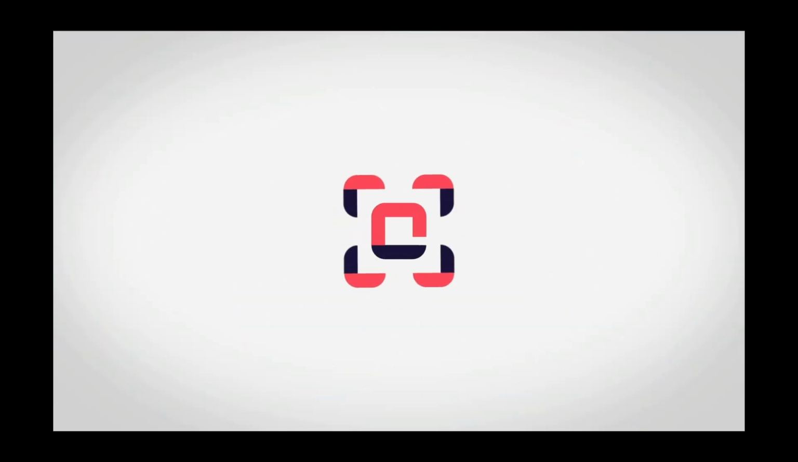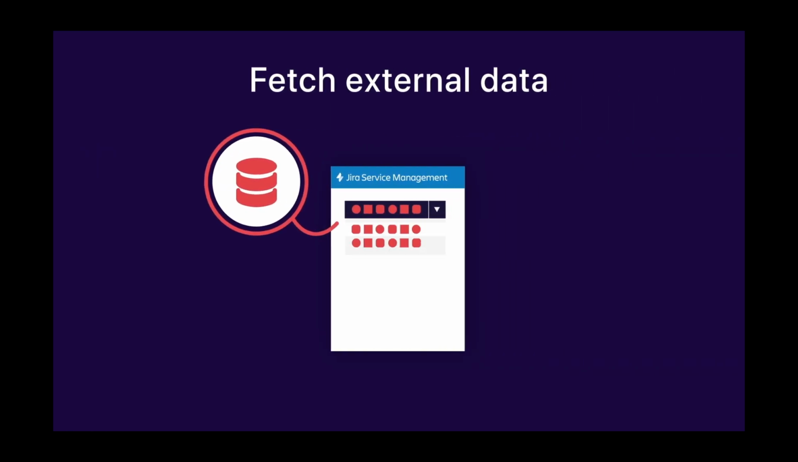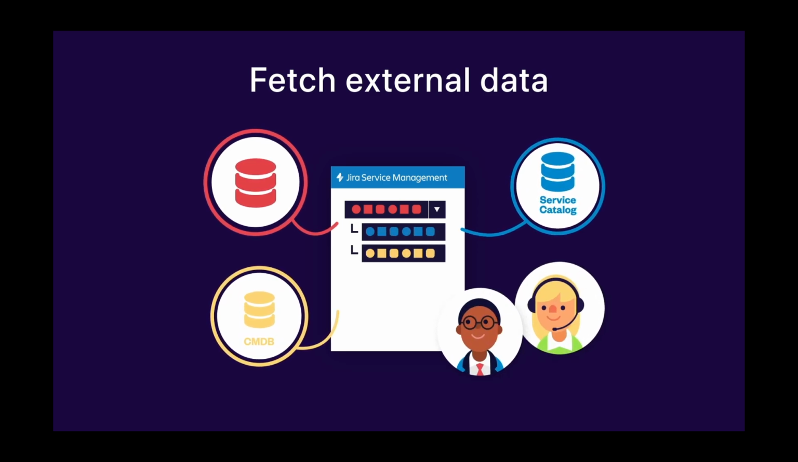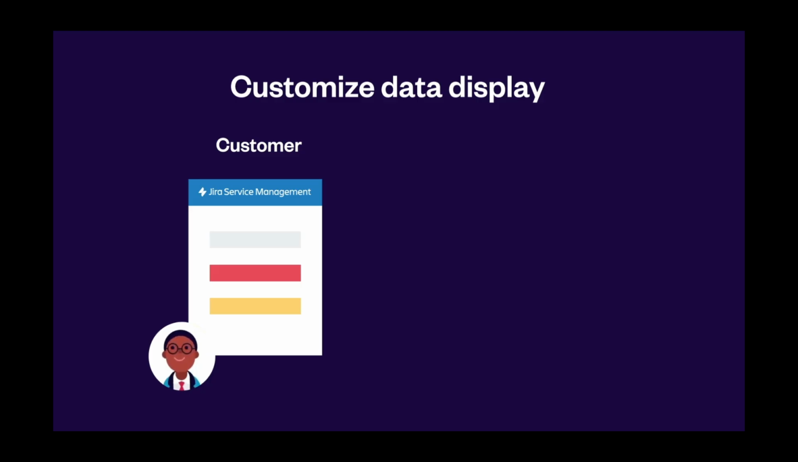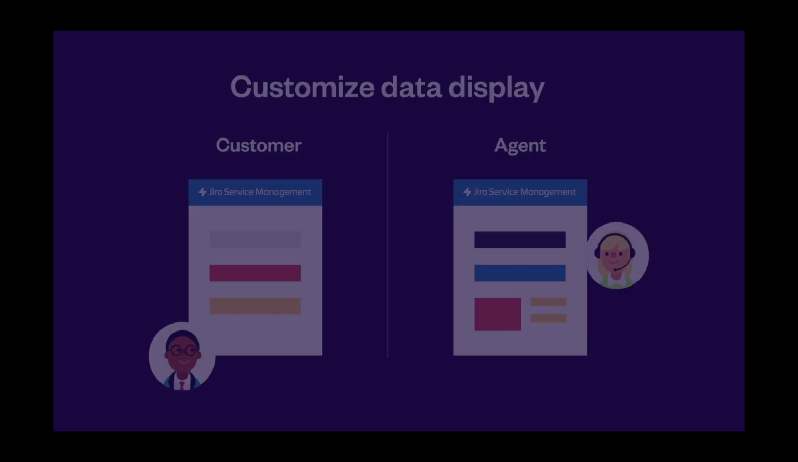With Elements Connect for Jira Cloud, you can bring your external data inside Jira Service Management tickets. It allows you to automatically populate Select List option and read only items with data from your external data sources. Choose which information is visible by Jira Service Management customers and which is visible by agents. Let's see the app in action.